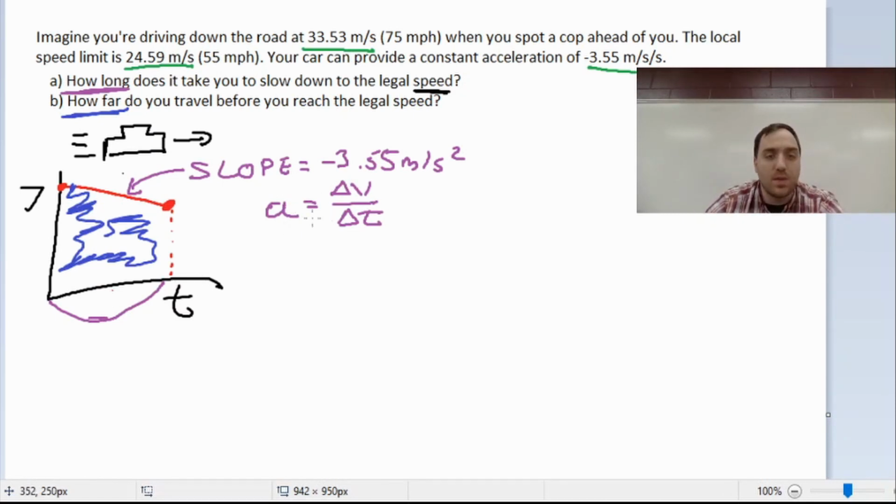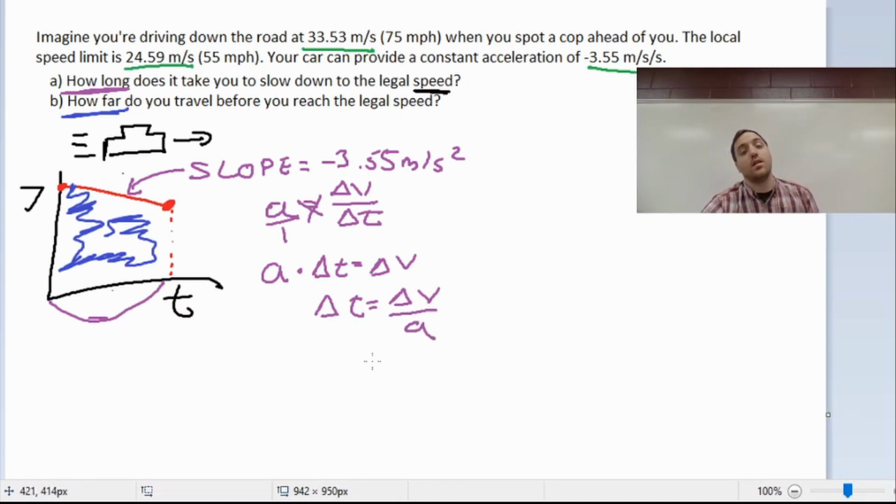Now you could plug in your numbers, but I personally like solving symbolically. It makes my life certainly easier. So what I'll do is I'll put a 1 there, and then I'll cross multiply. A times delta t equals 1 times anything is that thing, so delta v. Which means that now I can rearrange this, and since I'm solving for t, delta t equals delta v over a. Okay, cool. Let's plug in some numbers then.